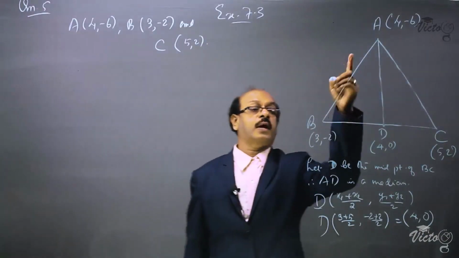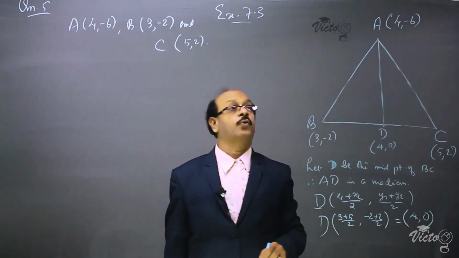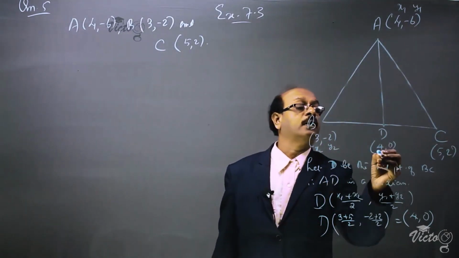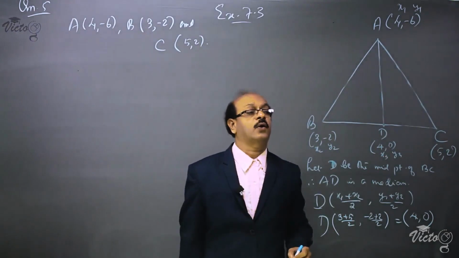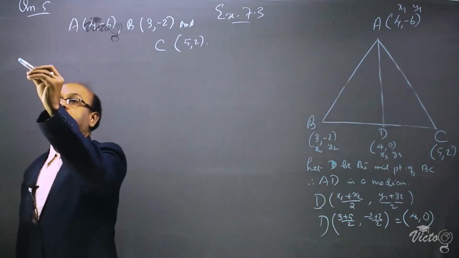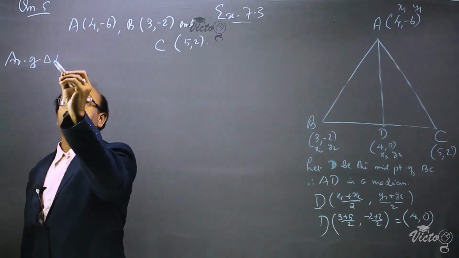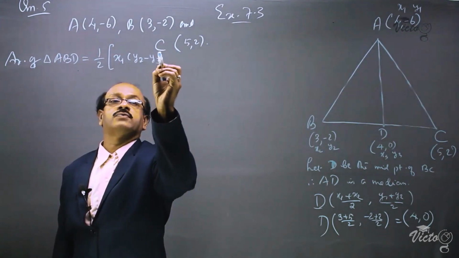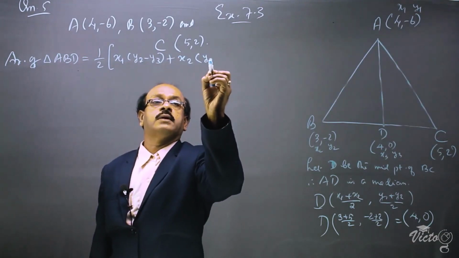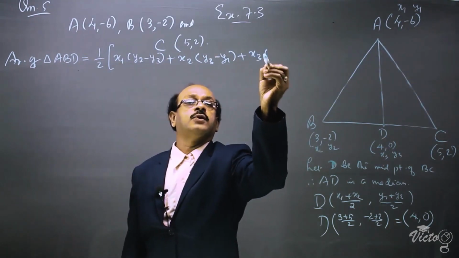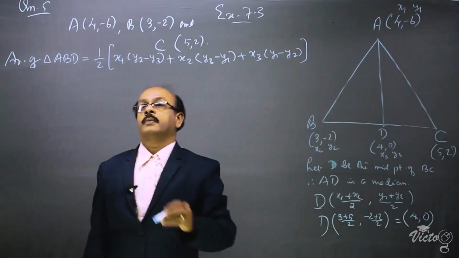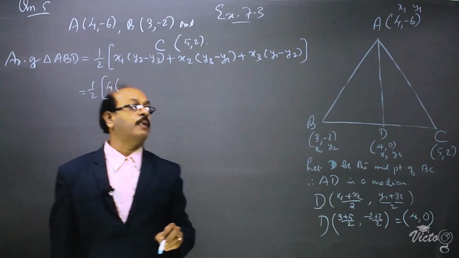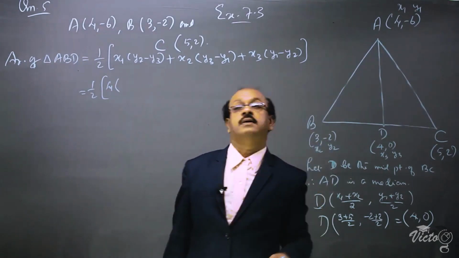Now we have to find out the area of triangle ABD and the area of triangle ACD also. For that, we are giving x1, y1, x2, y2, and here it is x3, y3. We are going to find out the area of triangle ABD. The formula is half into x1 into (y2 minus y3) plus x2 into (y3 minus y1) plus x3 into (y1 minus y2). This is equal to half into x1, the value of x1 is 4, 4 into (y2 minus y3), that is minus 2 minus 0.